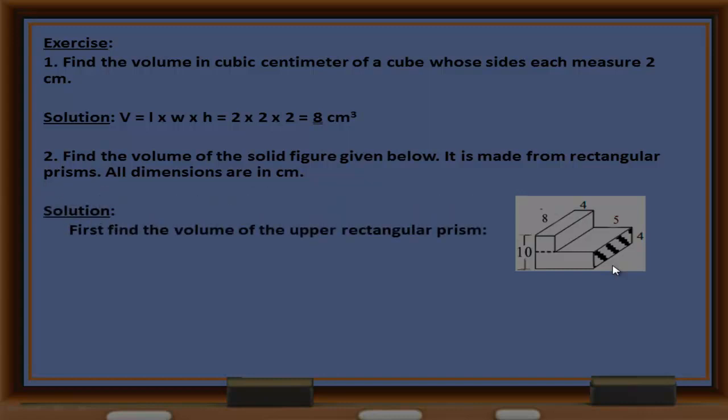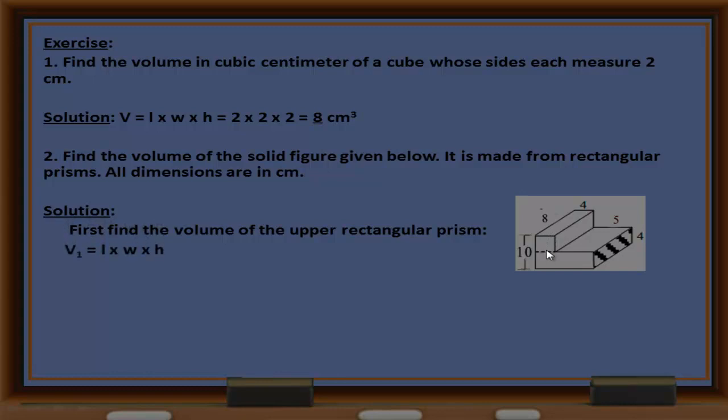First, find the volume of the upper rectangular prism. Let's take the volume of this upper one. Then we are going to find it for the lower one. Therefore, the length here is 4. This one is 4. Here is 4. Therefore, the length is 4.